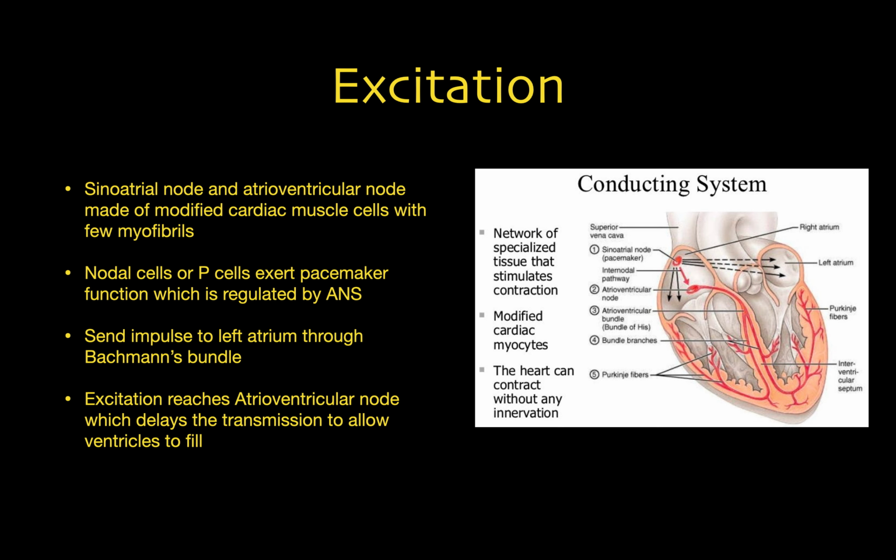Okay, so the sinoatrial node and the atrioventricular node are made out of modified muscle cells. They have very few myofibrils, but they're modified because they conduct the nerve impulses. In the sinoatrial node, there are the nodal cells or P cells, and they exert the pacemaker function, which is regulated by the autonomic nervous system. So the cells of the sinoatrial node are the ones that tell the heart when to contract.